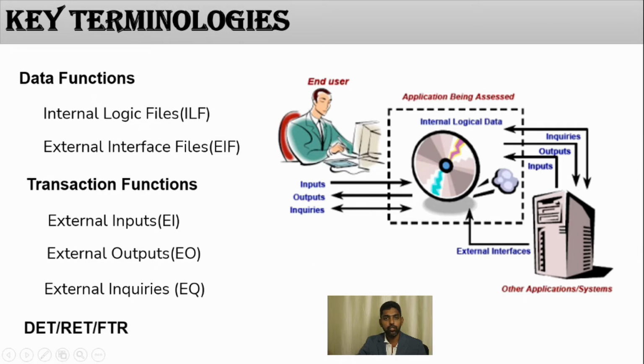In addition to this, we need to understand these three elements, that is DETs, RETs and FTR. The data element type, DET, is a unique user recognizable, non-repeated field or an attribute of an ILF or an EIF. I can say that it's a column in a table. A record element type, also known as RET, is a user recognizable subgroup of data elements within an ILF or EIF. I can say it as a table.